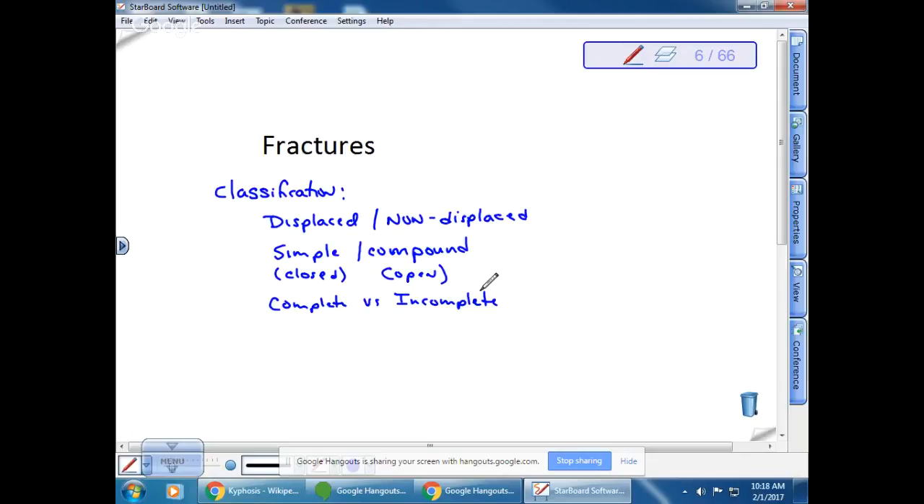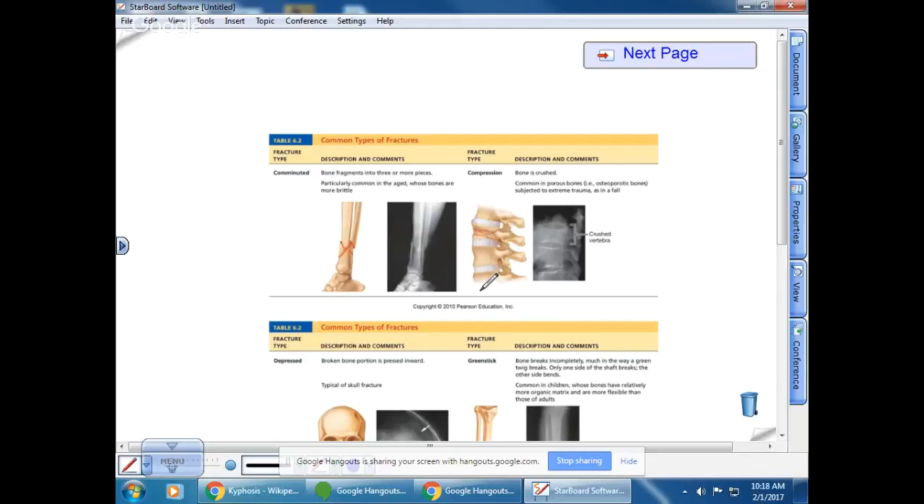Okay. So in your book, they have some pictures of different types of fractures. One that can occur if your bones are very brittle, these first two actually, comminuted and compression. These are where the bones fracture in multiple places. And so these would be very common in older people whose bones have become brittle. This compression one is really interesting because we're going to talk about the spine in a minute. But sometimes people can get compression fractures in their vertebrae and not even realize it.